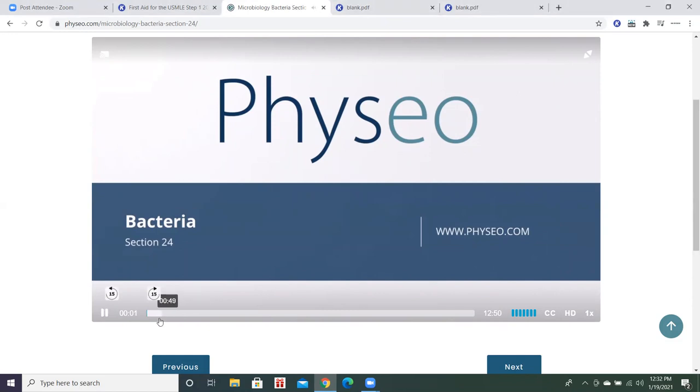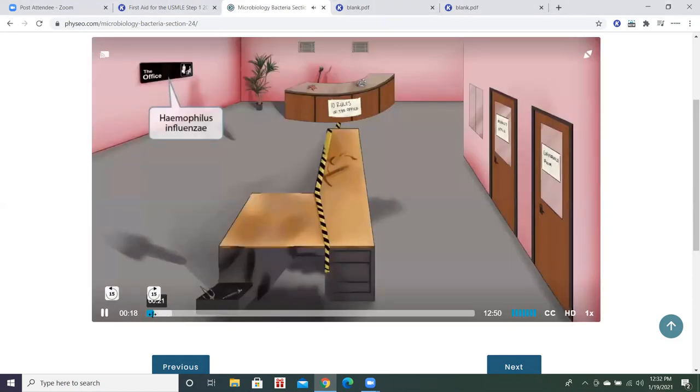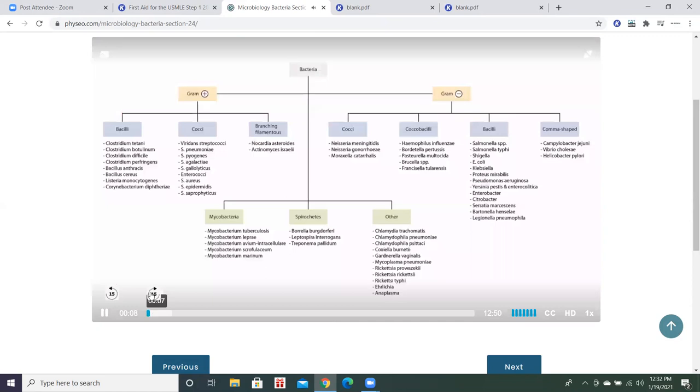Let's begin. Four of bacteria. It's like Haemophilus. So it will be our simplest influenza or H flu.